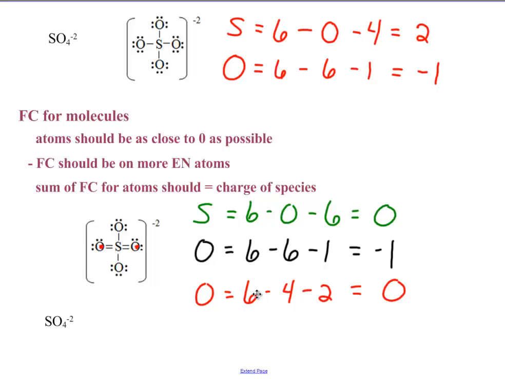So now my conditions are met. Atoms should be as close to 0 as possible. Check. Negative formal charge should be on the more electronegative atoms. Check. Sum of the formal charge for the atoms should equal the charge of the species. Check. So when I'm looking at the sulfate ion, it turns out that in reality the sulfate has 2 oxygens that are double bonded, 2 oxygens that are single bonded, rather than all of them being single bonded. And formal charge gives me this information and shows me how to draw it.